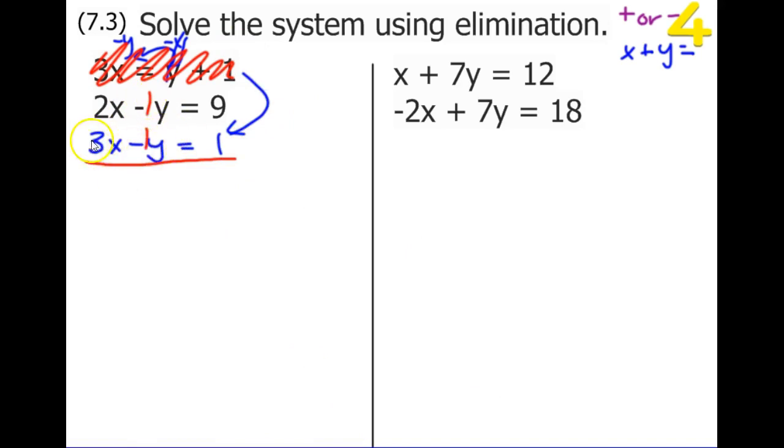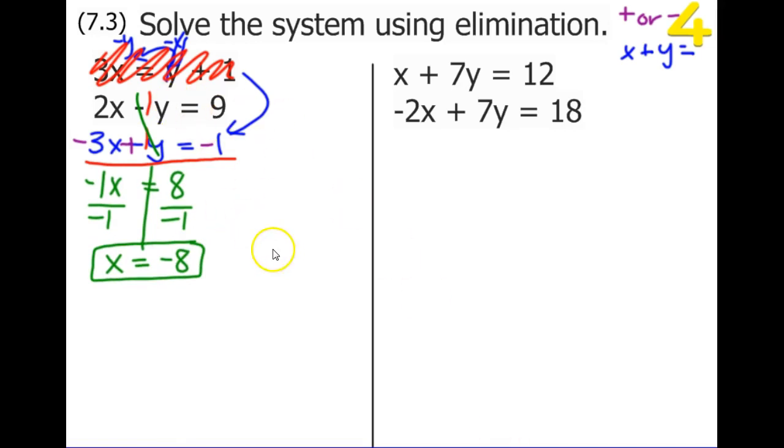So I need one to be a positive, so instead of adding, I'm going to subtract. If I subtract here, I have to subtract here, which makes it positive, and now subtracting 1. So combine these together. 2 minus 3 is now negative 1x. 1 minus 1 goes away, and 9 minus 1 is 8. So if I solve this, just divide by negative 1. X is a negative 8.